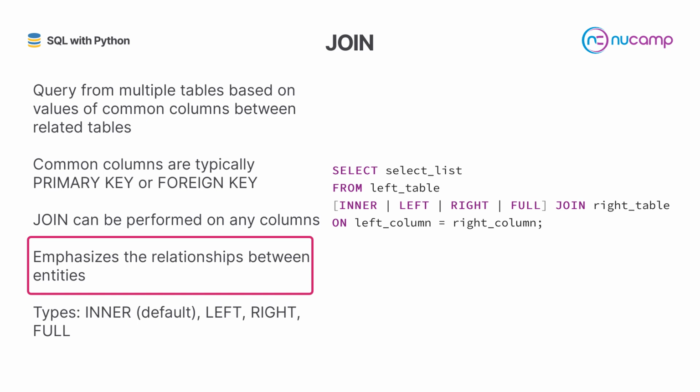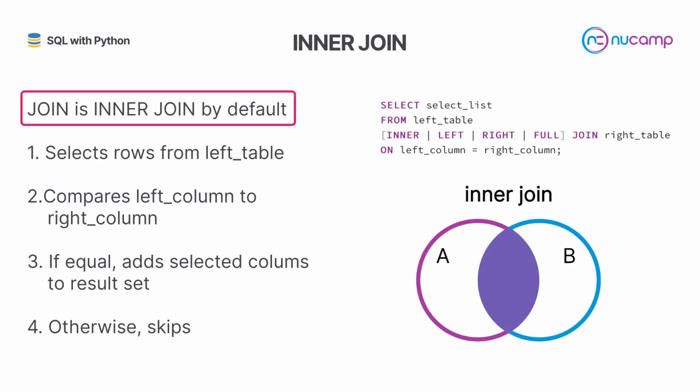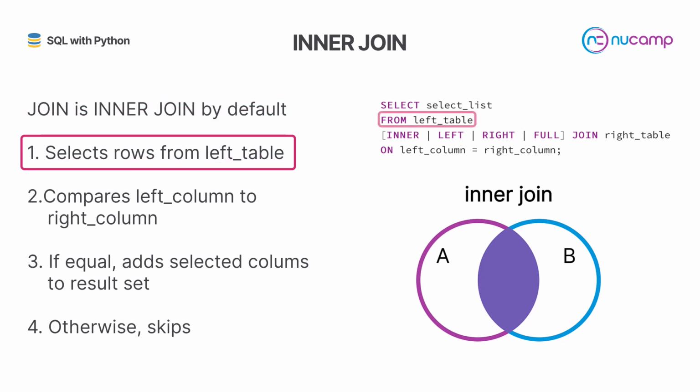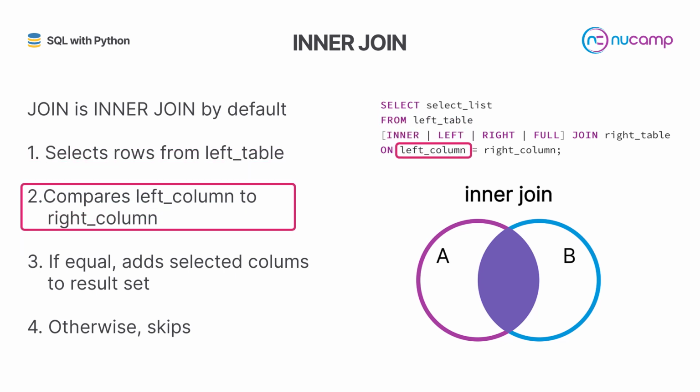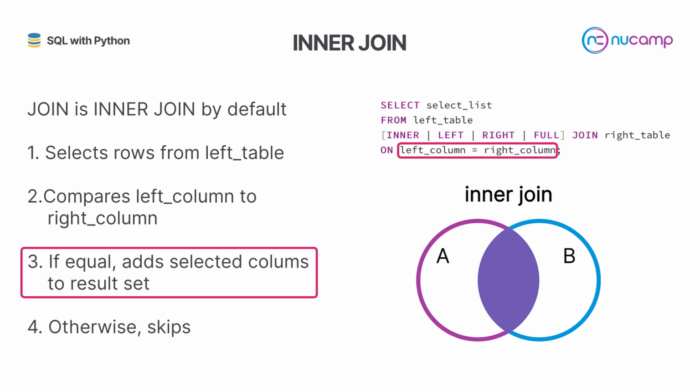There are many types of joins, but we will only cover the most common: inner join, the default, left join, right join, and full join. If you use join by itself in a query without specifically saying inner, left, right, or full, then Postgres will use inner by default. The join starts by selecting data from the left table. It compares values in the left column from the left table with values in the right column from the right table. If the values are equal, the join creates a new row that contains the columns in the select list and adds this new row to the result set.